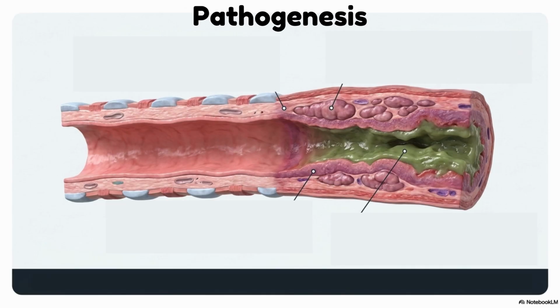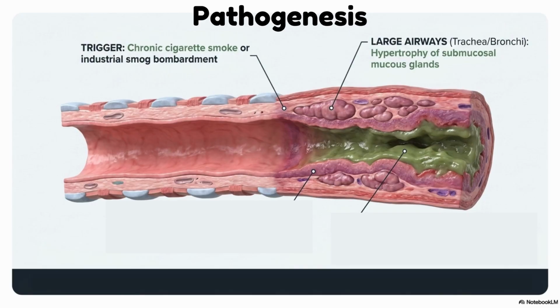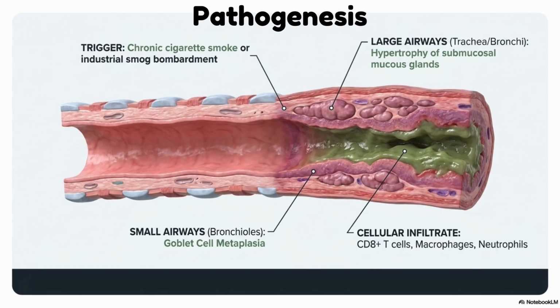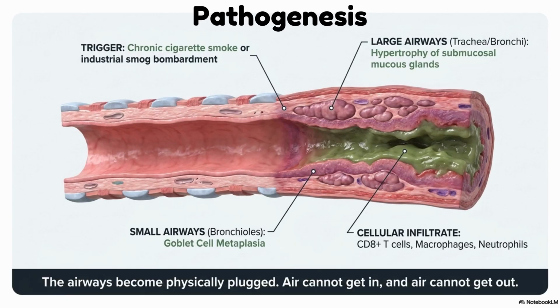Let's look at the pathogenesis. The primary trigger here is chronic cigarette smoke or industrial smog bombardment. When this bombardment hits the large airways like the trachea and bronchi, we see hypertrophy of the submucosal mucus glands. When it hits the small airways, the bronchioles, we see goblet cell metaplasia. The cellular infiltrate driving this inflammation consists of CD8 plus T cells, macrophages, and neutrophils. The ultimate consequence? The airways become physically plugged. Air cannot get in and air cannot get out.